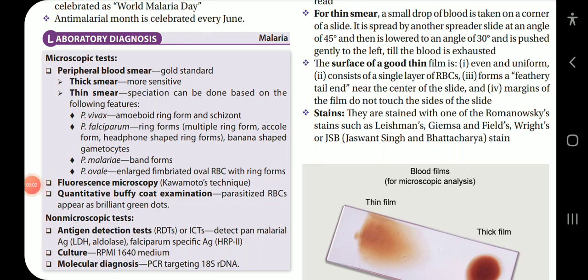Okay, so students, now we'll be starting with the second part of the malaria and babesiosis chapter from Apurba Sastry, and in this we'll be covering the lab diagnosis of malaria, prophylaxis against malaria and babesiosis.